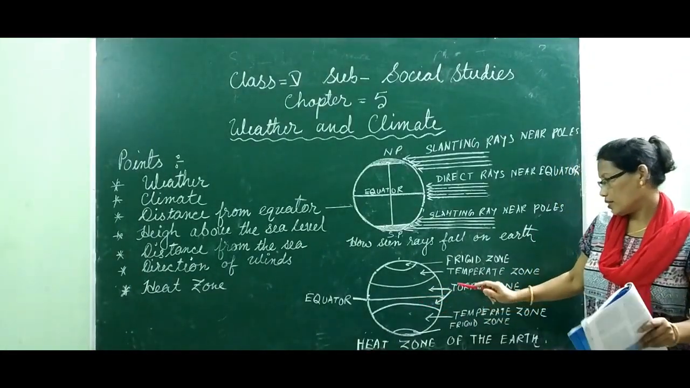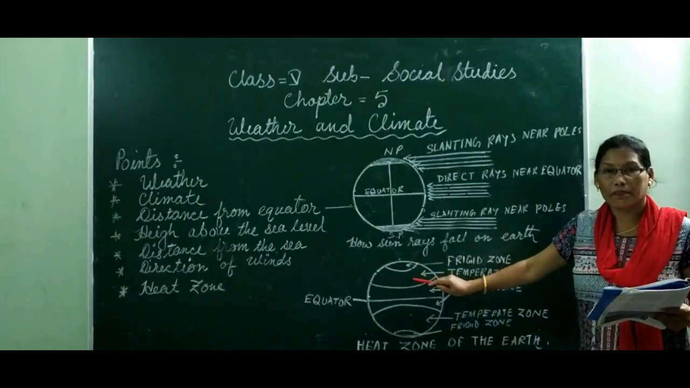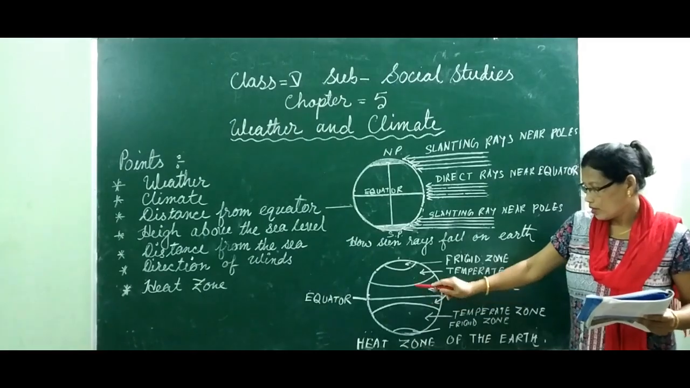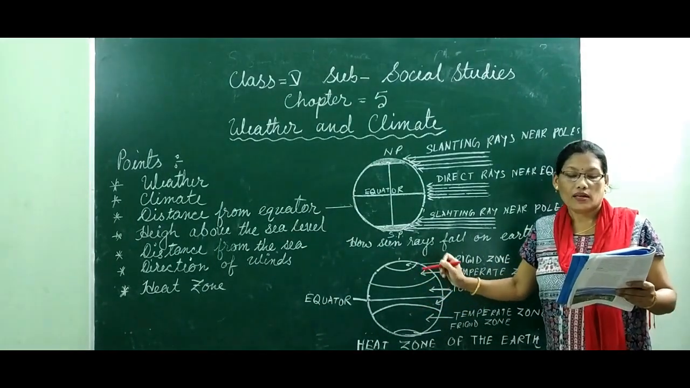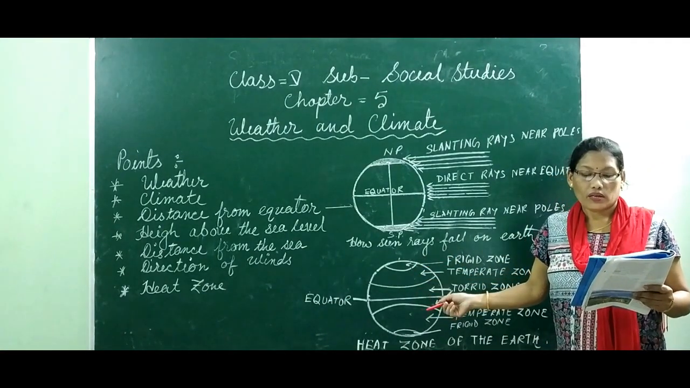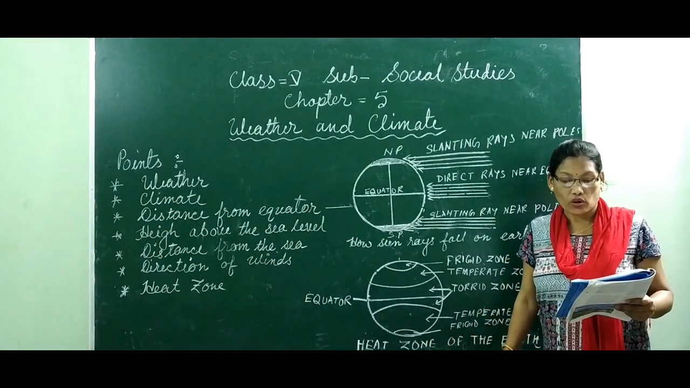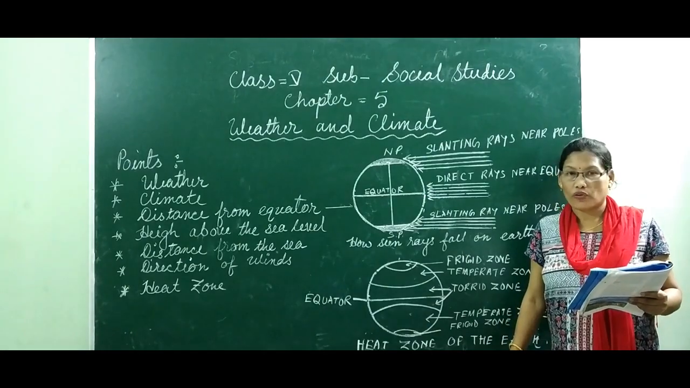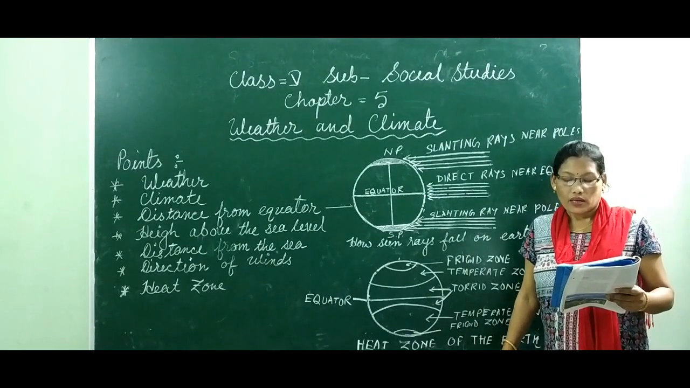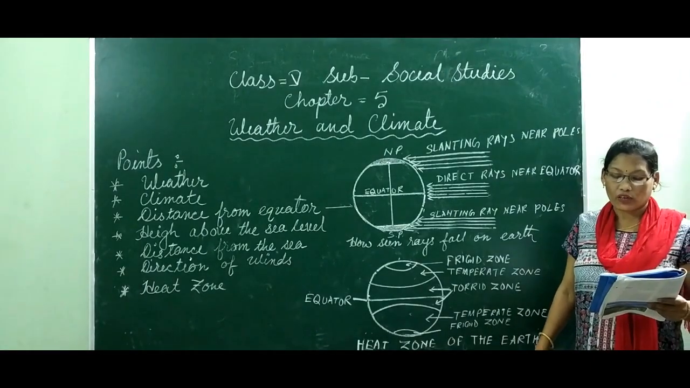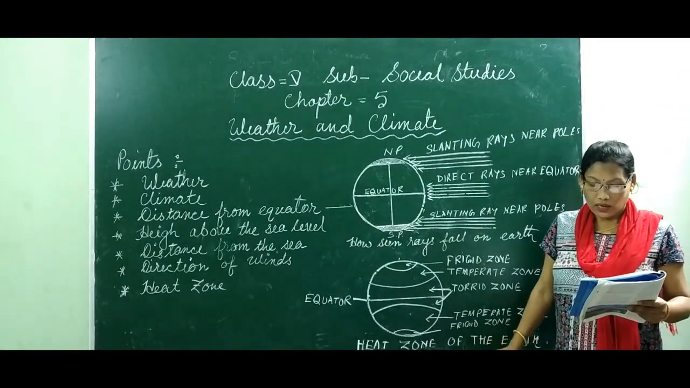Next is the temperate zone. The areas lying between the torrid zone and the frigid zone in both the hemispheres are called the temperate zone. It is neither very hot nor very cold, as these zones are away from the equator and also from the poles.